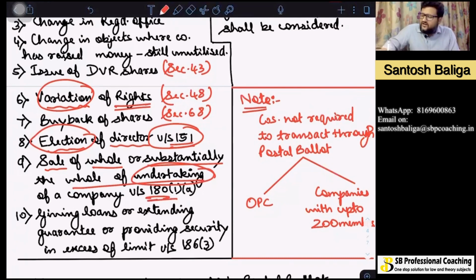And finally, if the company is giving loans or extending guarantee or security, you all know what is guarantee and security. It has been covered under Contract Act.